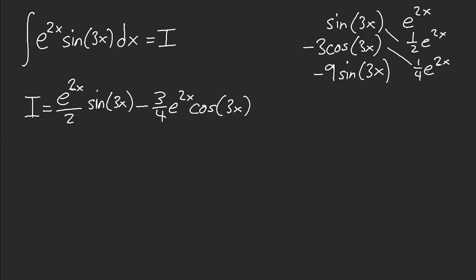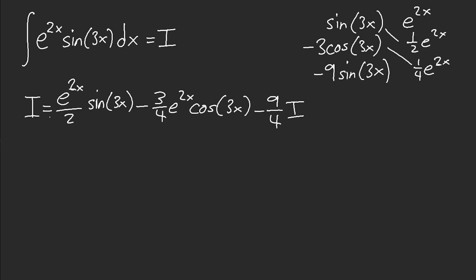And now, what is this? This is minus 9/4 integral of e to the 2x sine of 3x. Oh, well, isn't this integral the same thing as this? Yes and no. It's the same integrand, but it has 9/4 as a coefficient. So, to save some room, this is equal to I.